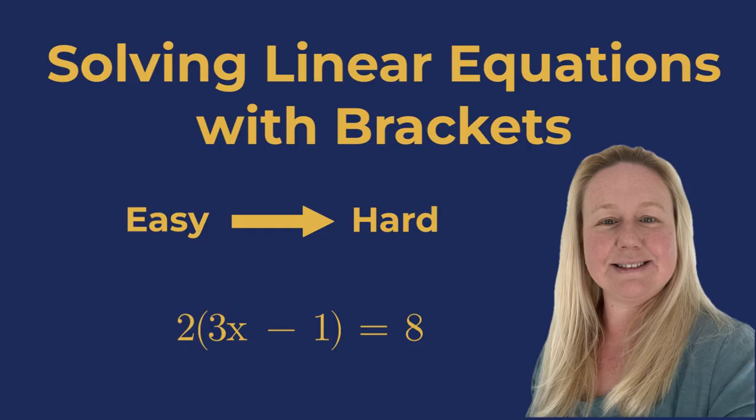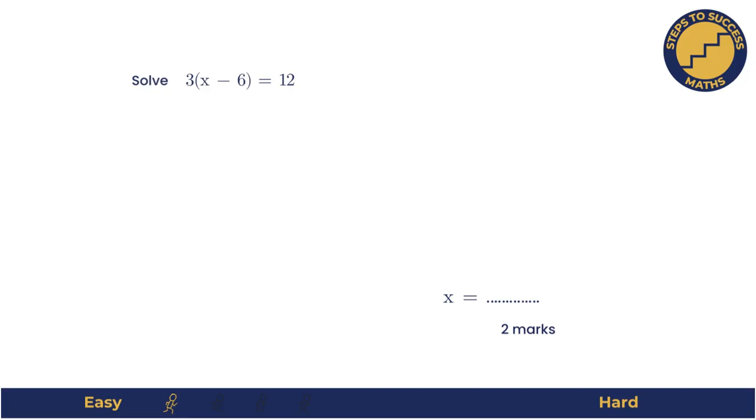In this video, we're working through solving linear equations with brackets. We're going to start with some easy exam-style questions and work our way through to the hardest exam-style questions on this topic. Make sure you pause the video, have a go, and then we'll work through it together step by step. Solve 3 bracket x minus 6 close bracket equals 12.